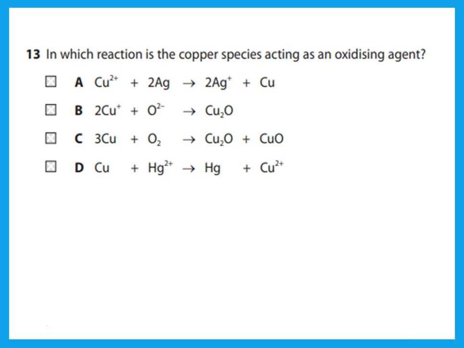Here he's saying, in which reaction is the copper species acting as an oxidizing agent? Okay, what is an oxidizing agent? We said that is the substance that has been reduced. Reduced means it has gained electrons. So in which equation has the copper gained electrons? Well, that first one, the copper changed from 2+ to 0. That means it has gained electrons. So in that case, the Cu2+ has been reduced, so it is acting as an oxidizing agent.